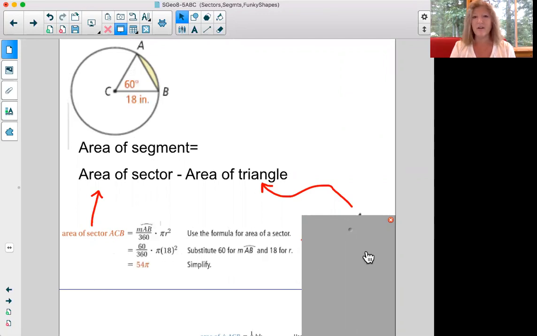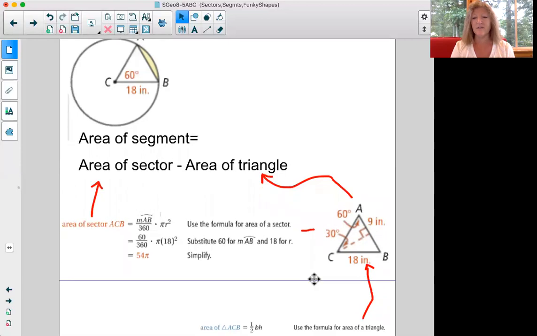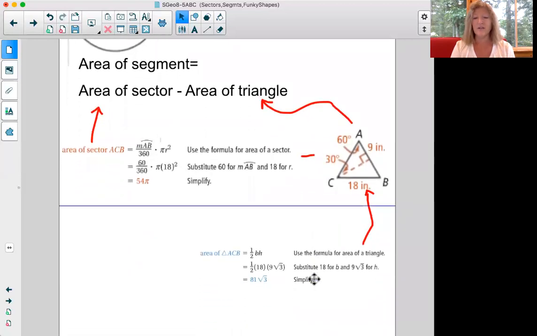Now, let's find the area of the triangle ABC. In order to find that, we could do it a couple different ways. But because we have a 60-degree angle, and we know the radii are congruent, we have an isosceles triangle. If we drop down that altitude of the isosceles triangle, it will bisect the angle, and we'll have a 30, 60, 90 triangle. And we know that this side will get bisected as well, and we can easily figure out all that we need to use our formula.